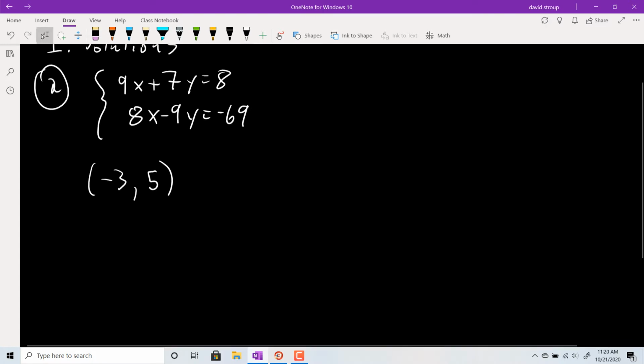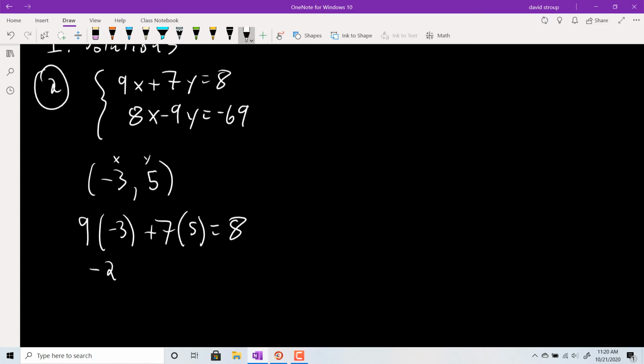The way you're going to do it is to substitute. First you're going to plug that point into the first equation, the 9x plus 7y equals 8. So I'll have 9, and this is my x, this is my y. So 9 times x, which is negative 3, plus 7 times y, which is 5, equals 8. So I have negative 27 plus 35 equals 8. And of course that's 8 equals 8. So that one works. We have a true statement. We need to have a true statement in both equations.